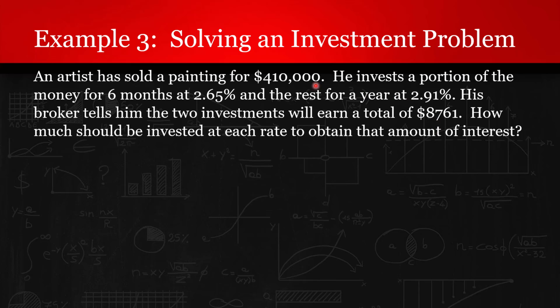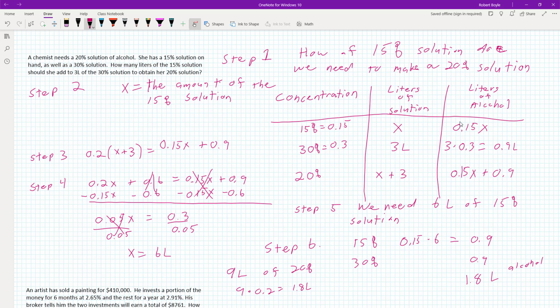So that's the problem. We want to figure out what portion of the $410,000 we want to invest in the 2.65% account and the 2.91% account so that he actually earns $8,761 worth of interest. Okay, let's come back over to OneNote and see if we can figure this out.